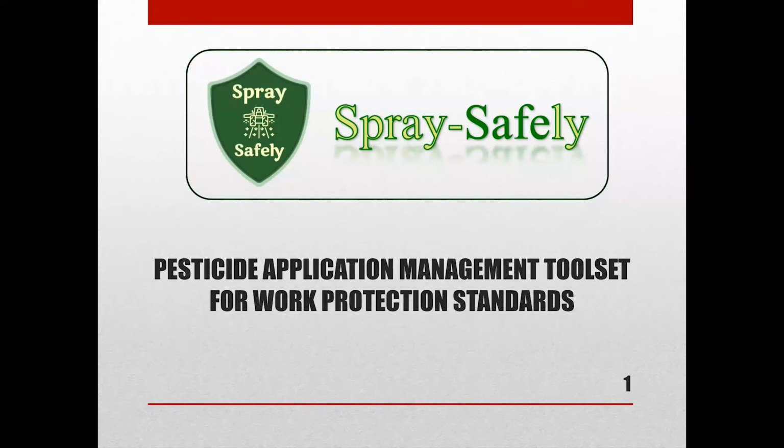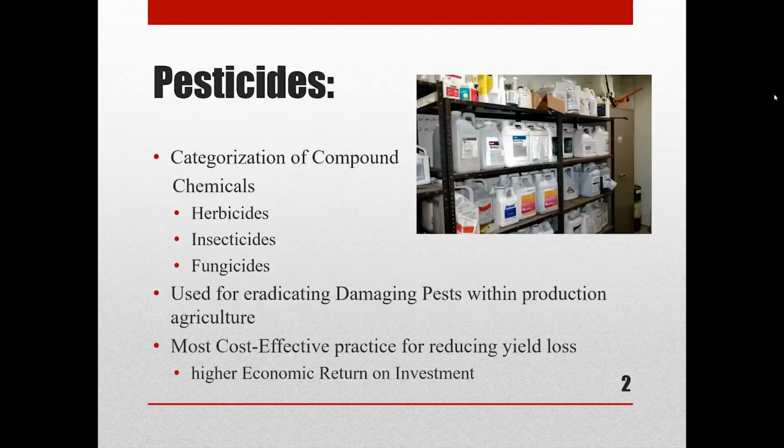The Spray Safely project focuses on the development of a pesticide application management toolset for worker protection standards. Pesticides are a categorization of compound chemicals, which consist of herbicides, insecticides, and fungicides. They are utilized for eradicating damaging pests within production agriculture. They are currently found to be the most cost-effective method for reducing yield loss within agricultural production. These pests consist of weeds, insects, and fungi.